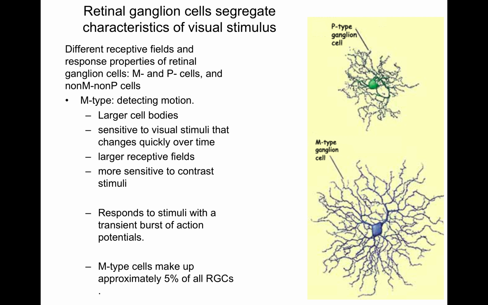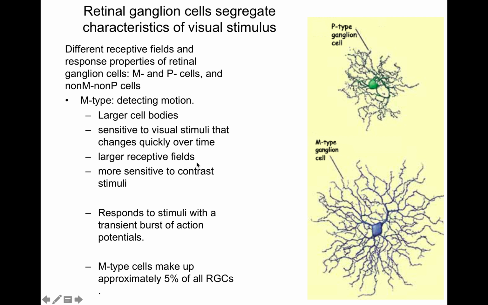So retinal ganglion cells, we have M and P cells and non-M, non-P cells. This is a simple depiction of an M-type ganglion cell and a P-type ganglion cell. The non-M, non-P type cells are out there as well, but these have the most distinct morphological differences here and help to reflect what it is that they're actually doing.